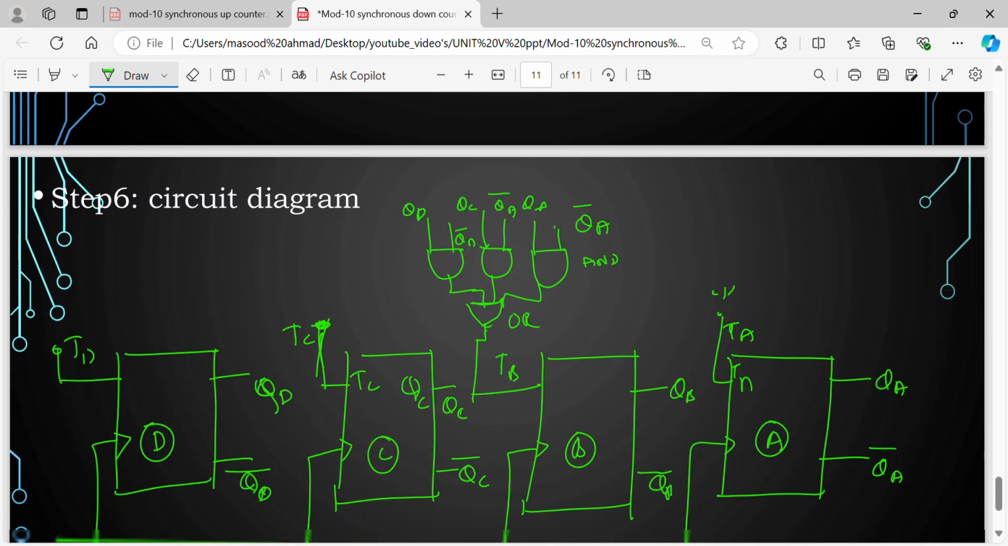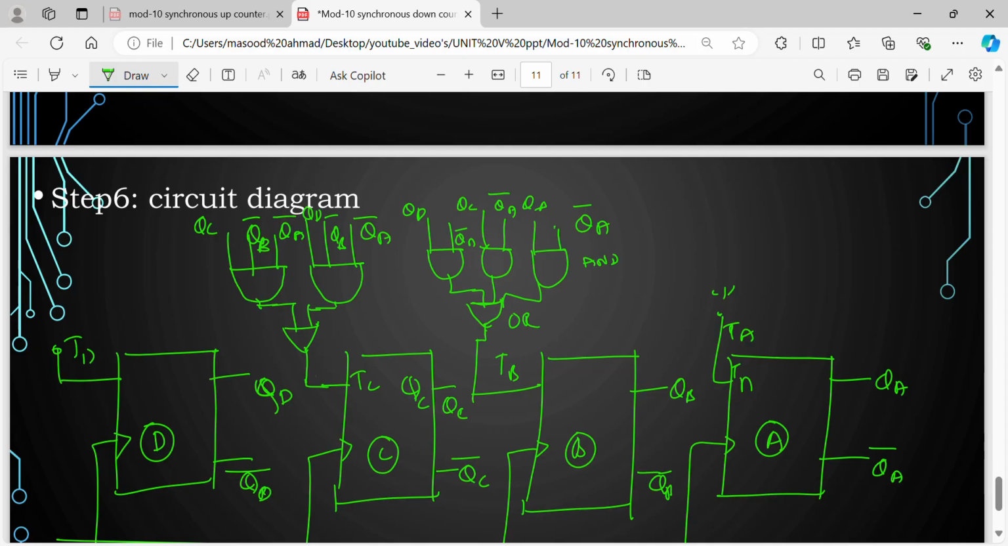So for TC, what do we need? 3 input AND gates: one is QA bar, another is QB bar, another is QC; then QA bar, QB bar, then QD. These two should be connected to an OR gate. So we give this to the OR gate, and the OR gate output is connected to TC.